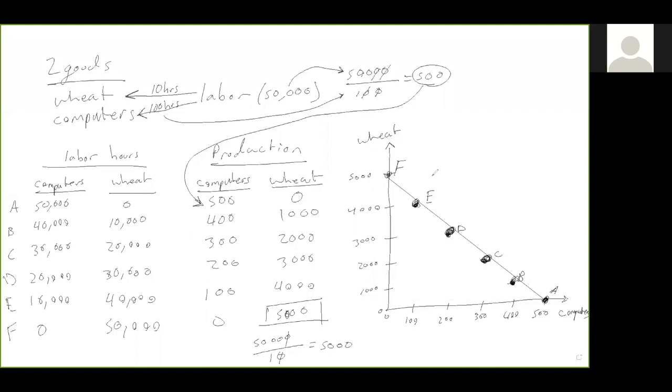But we only sampled a few of them, right? There's infinitely many. And so in between E and F here, there's lots of different ways you could allocate labor. So what the line is telling you is all the different ways you could produce wheat and computers. So we didn't explicitly put this value on our table, but 4,500 tons of wheat and 50 computers is an option. And so what this line is, we call this the production possibilities frontier.